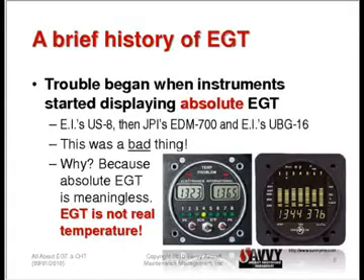Then a little bit later, a new startup company called JP Instruments came out with what ultimately wound up being the best-selling engine monitor in history, called the EDM 700. That's this instrument here. And what JPI did was to combine the bar graph display that Insight had on its gem with the digital readout that Electronics International had on its scanners. And these things started selling like hotcakes.